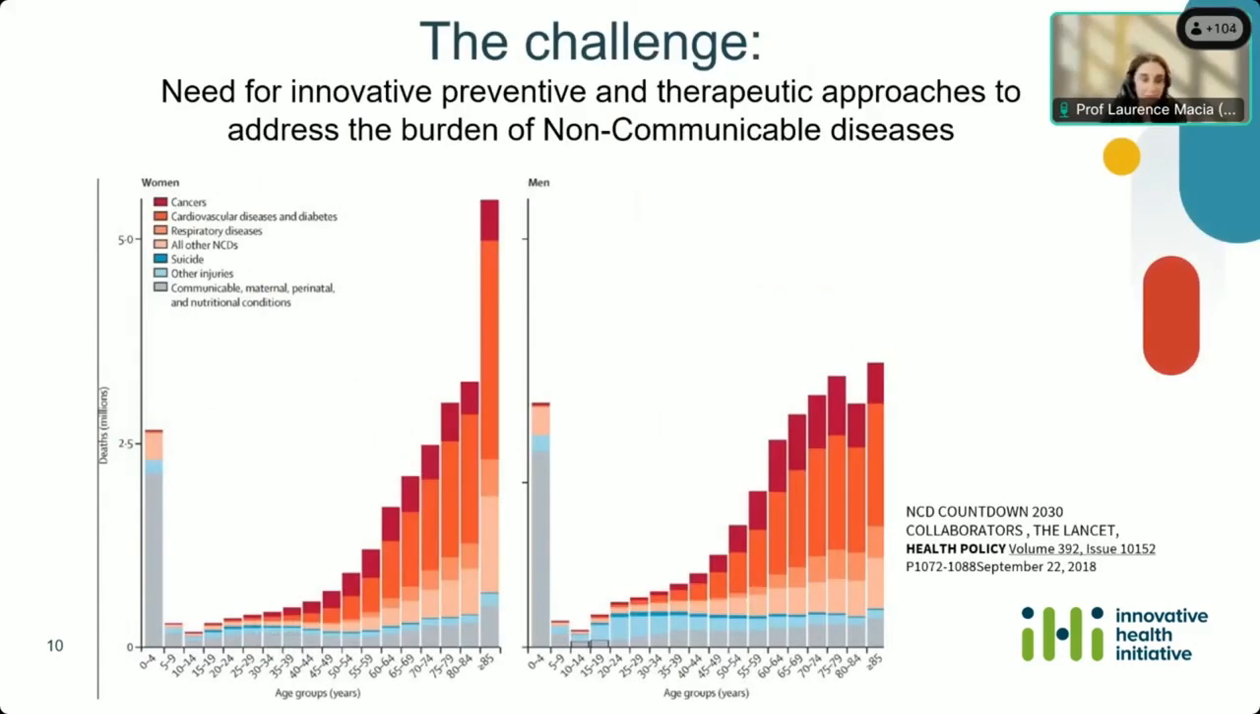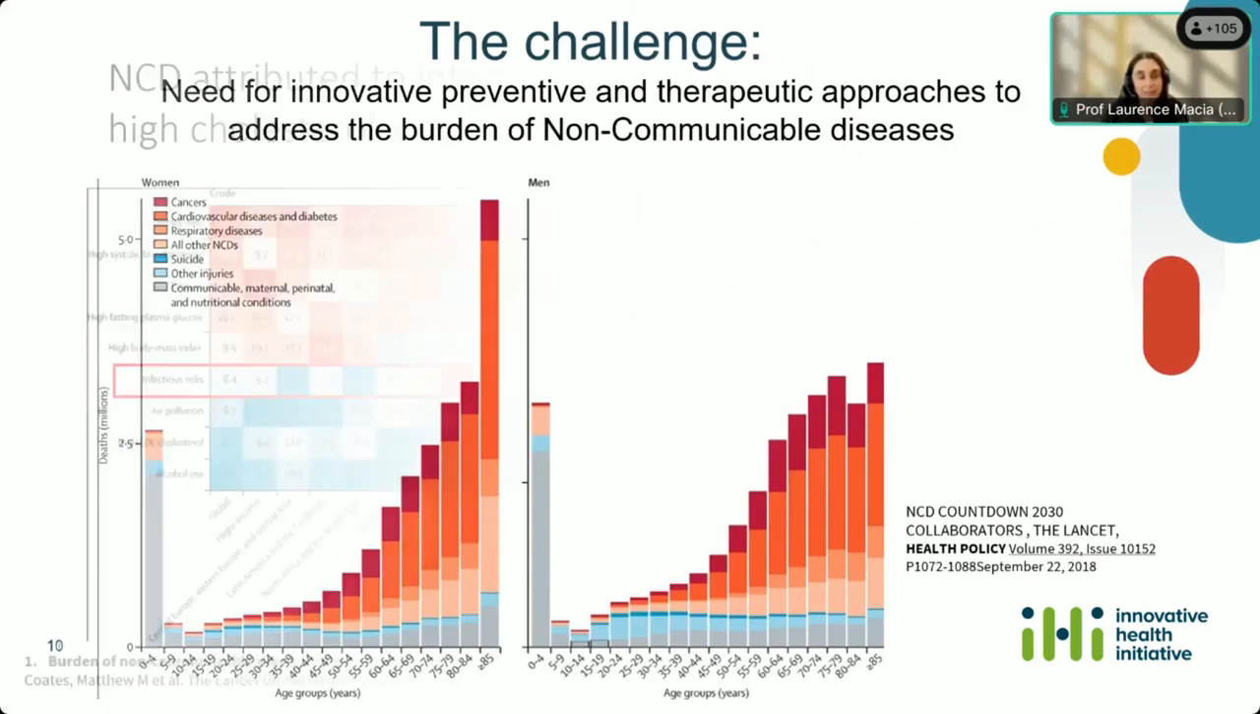As you can see from those two graphics, non-communicable disease is a major cause of death from roughly the age of 40. It includes cancer, cardiovascular disease, respiratory disease, and so on. You can also see from those graphs that the mortality linked to those non-communicable diseases increases with age. So there is clearly a need for innovative preventive and therapeutic approaches to really address the burden of non-communicable disease.